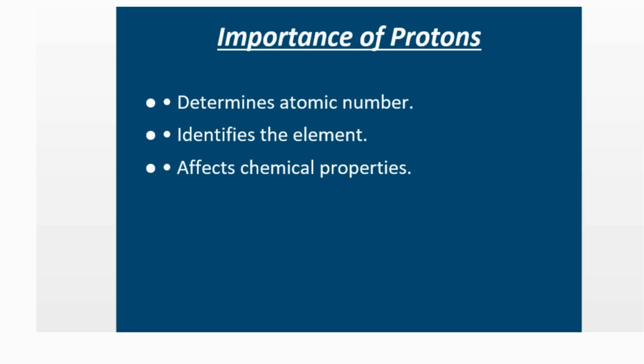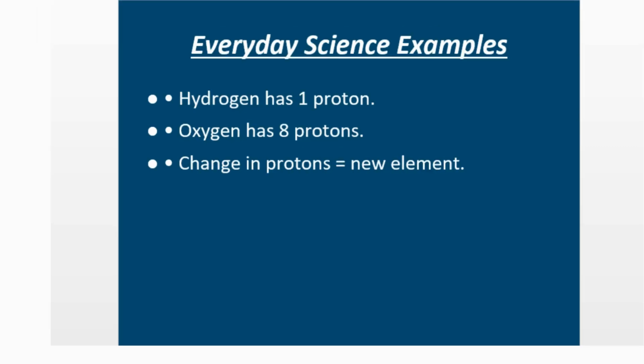So what is the importance of the protons? They determine the atomic number and identify the elements. They affect the chemical properties. For example, hydrogen has one proton, oxygen has 8 protons, and any change in the number of protons causes a new element.